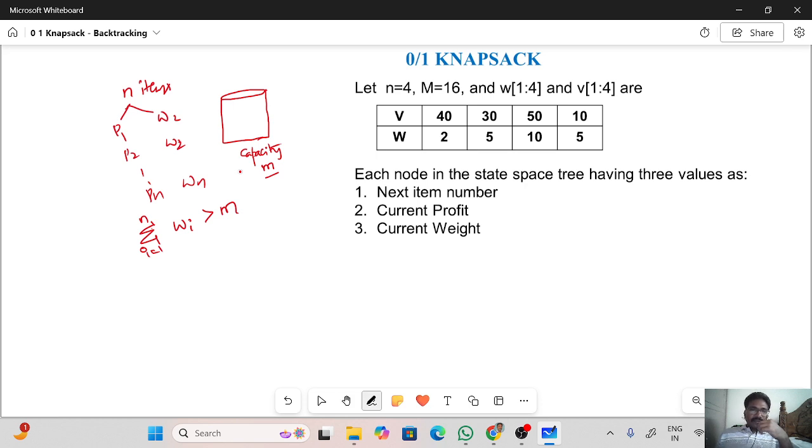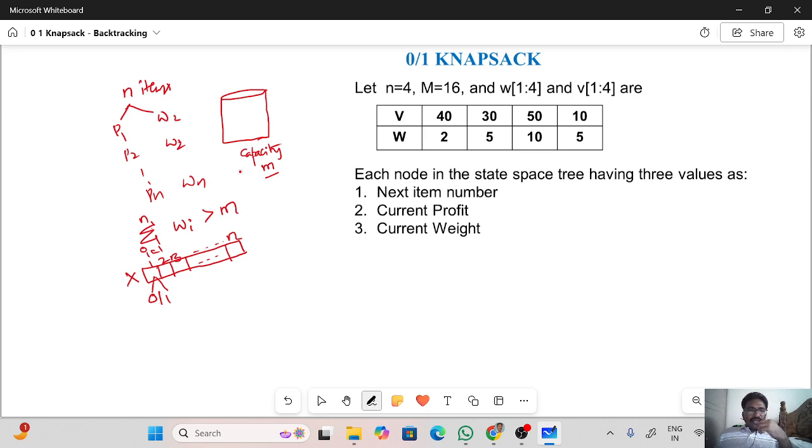And the second constraint: which items we are going to place in the knapsack. For that, to record which items are placed or not placed, we maintain one vector. That vector we call the solution vector. The solution vector's size is the number of items. How many items we have, n, that is our solution vector size. Each value in the solution vector must be either 0 or 1.